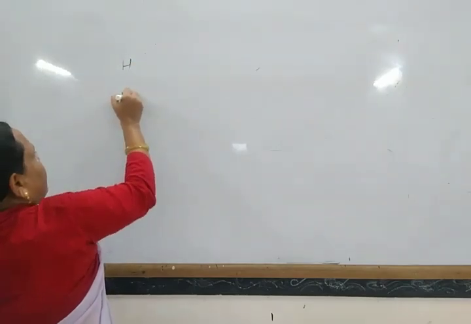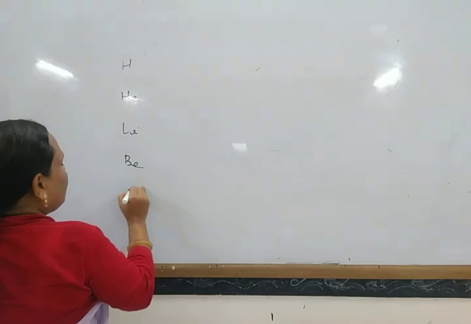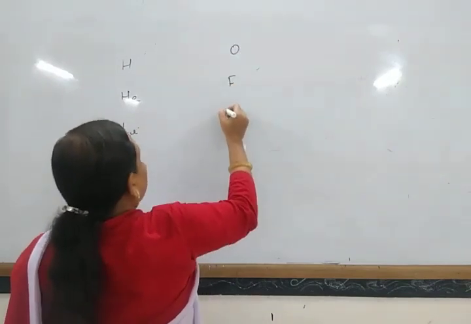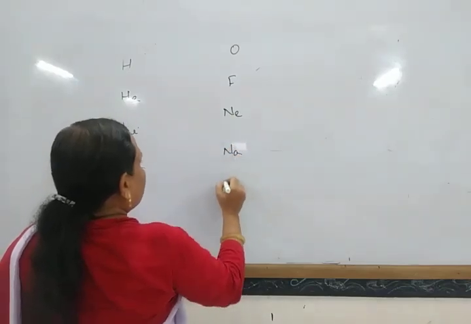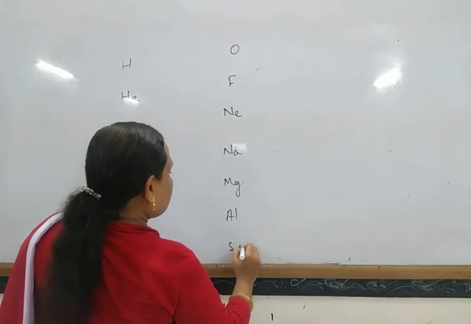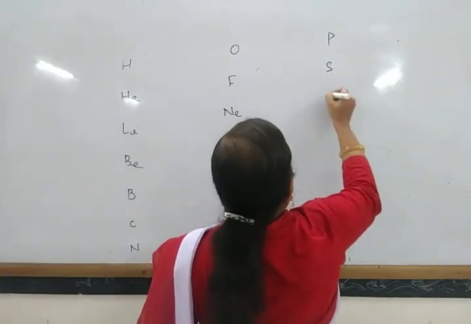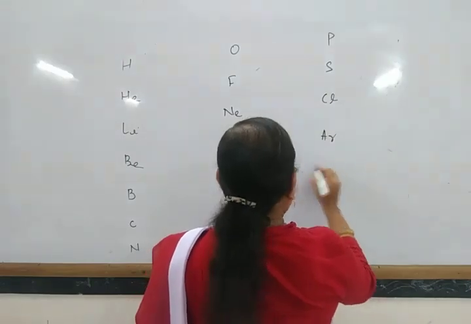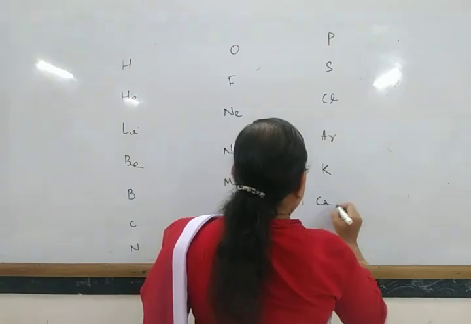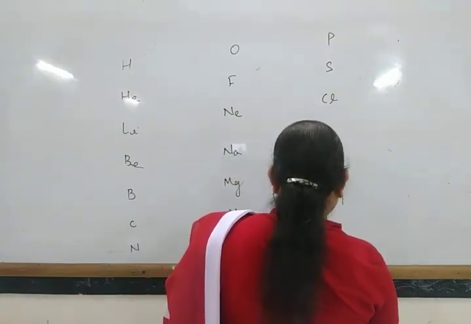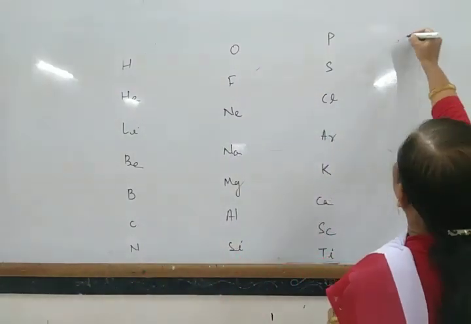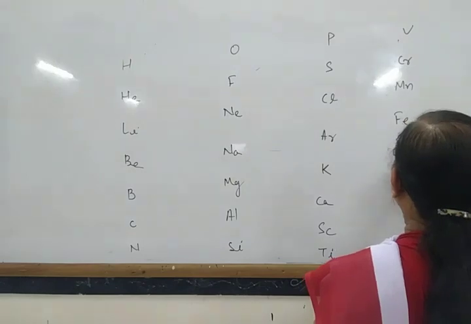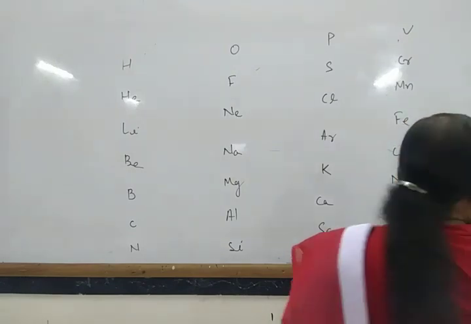Hydrogen, helium, lithium, beryllium, boron, carbon, nitrogen, oxygen, fluorine, neon, sodium, phosphorus, sulfur, potassium, calcium, scandium, titanium, then vanadium, chromium, manganese, iron, cobalt, nickel, copper, and zinc.